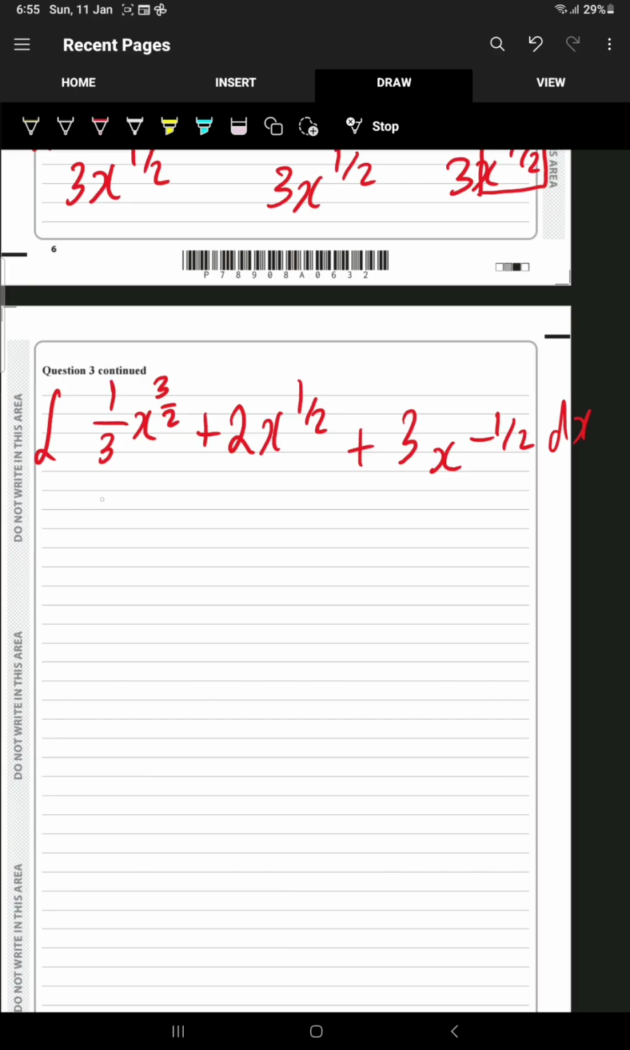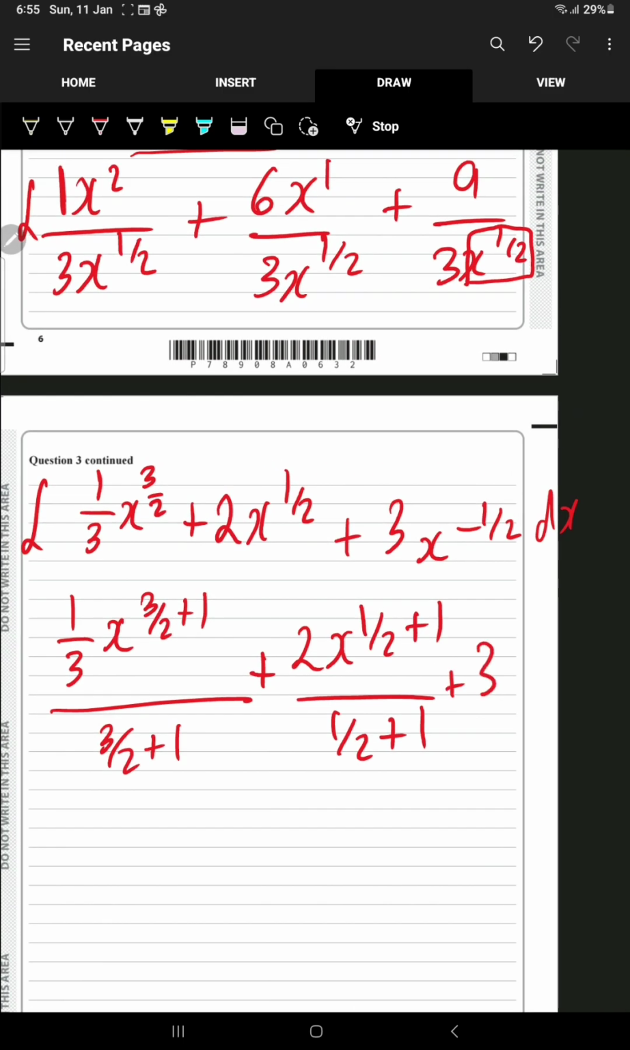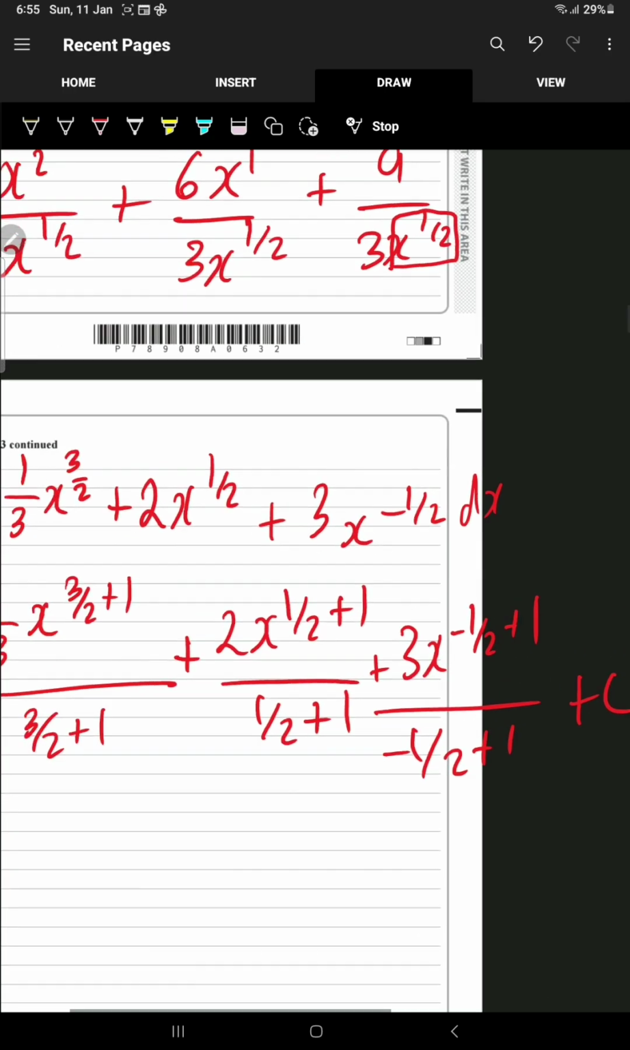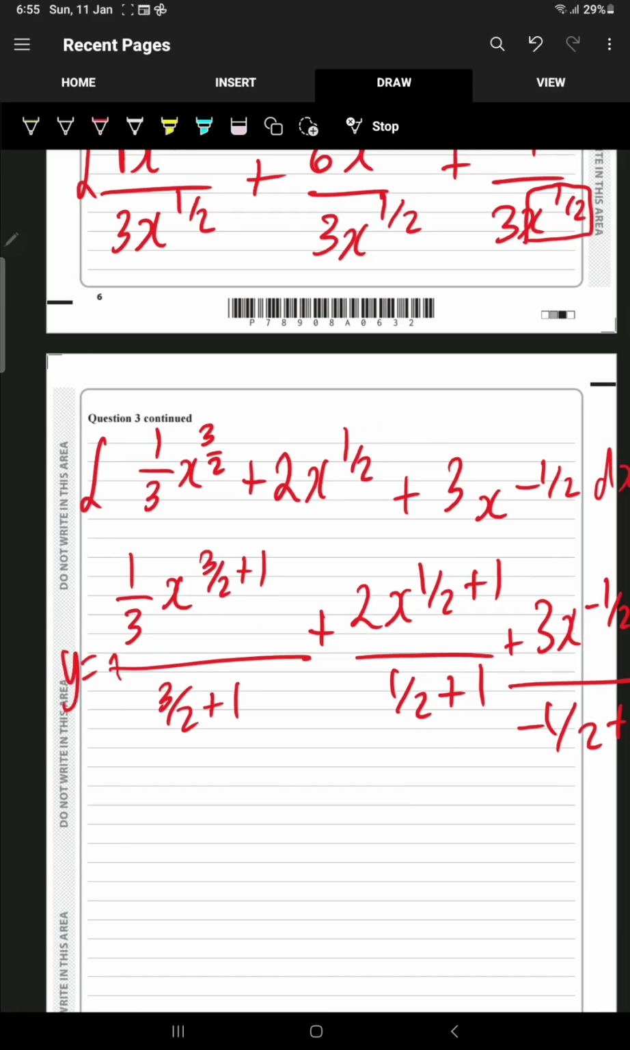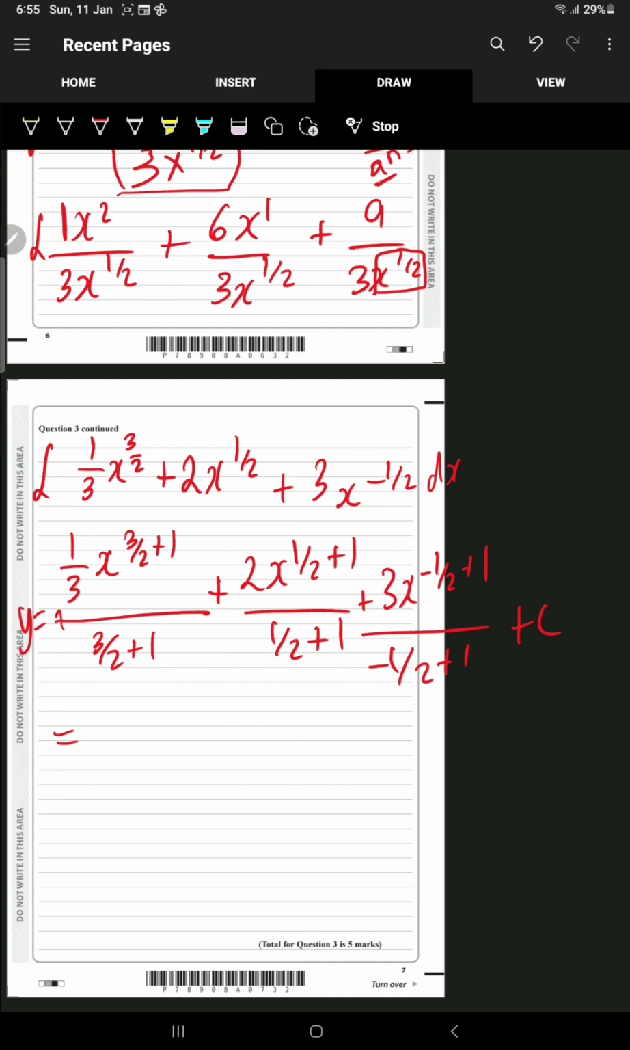So now to integrate, we add 1 to the power and divide by the new power: plus 2x to the power of half plus 1 over 1/2 plus 1, plus 3x to the power of minus a half plus 1 over minus a half plus 1, plus c. The constant of integration should be there, otherwise you will lose marks.